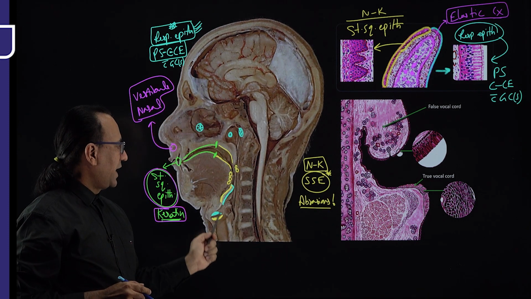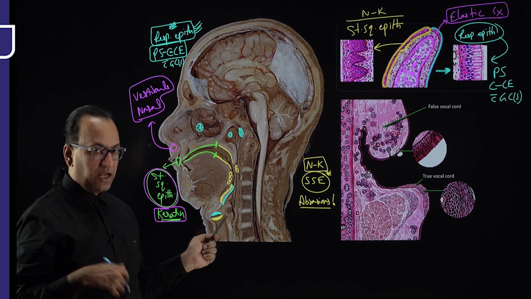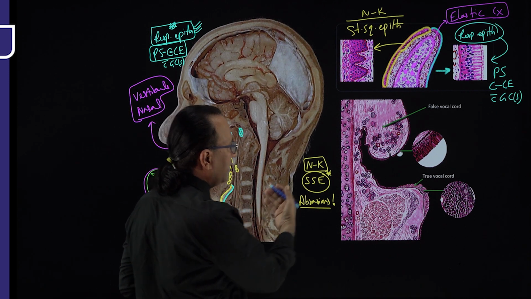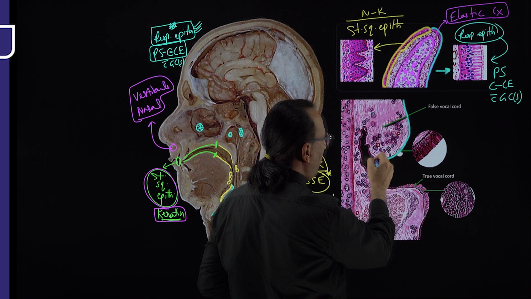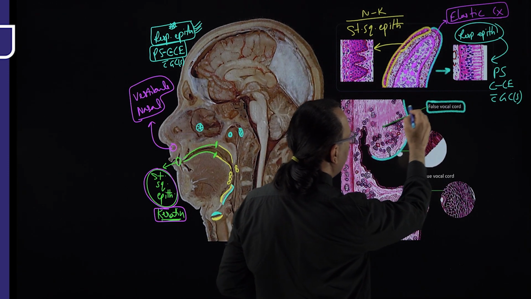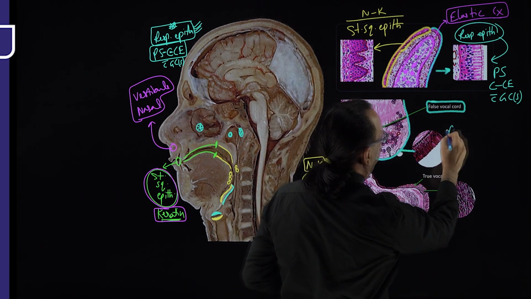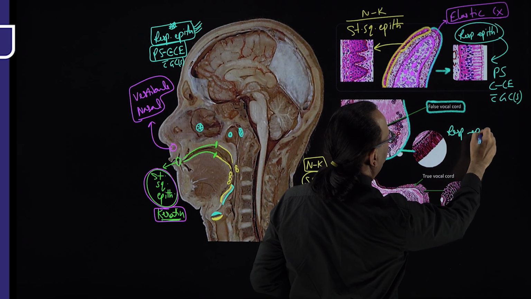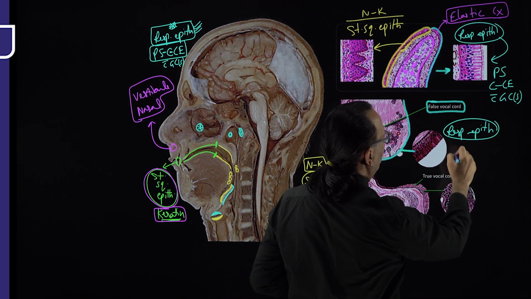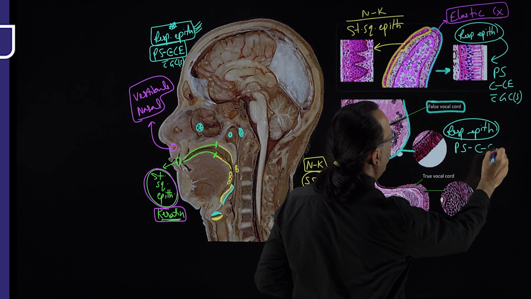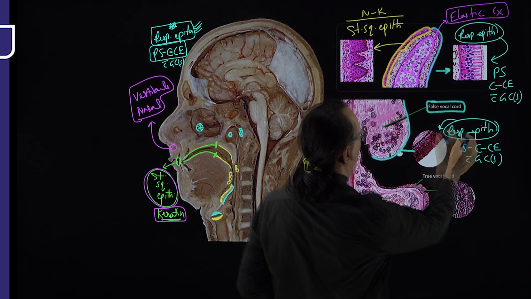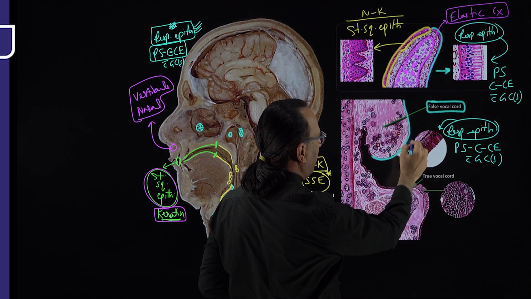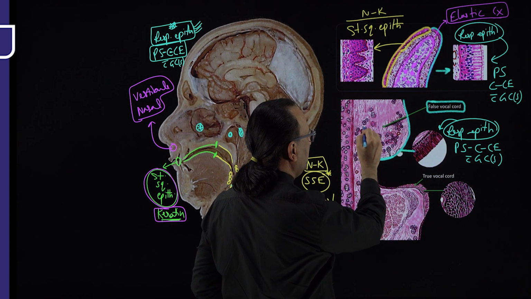Most of the larynx is lined by respiratory epithelium, which can be shown in the magnified picture here, including the false vocal cord, the vestibular fold. So this is the false vocal cord, the vestibular fold, lined by the respiratory epithelium, which we have mentioned is pseudostratified ciliated columnar epithelium with goblet cells. So here is the epithelium which is lining the false vocal cord, even most of the laryngeal cavity.